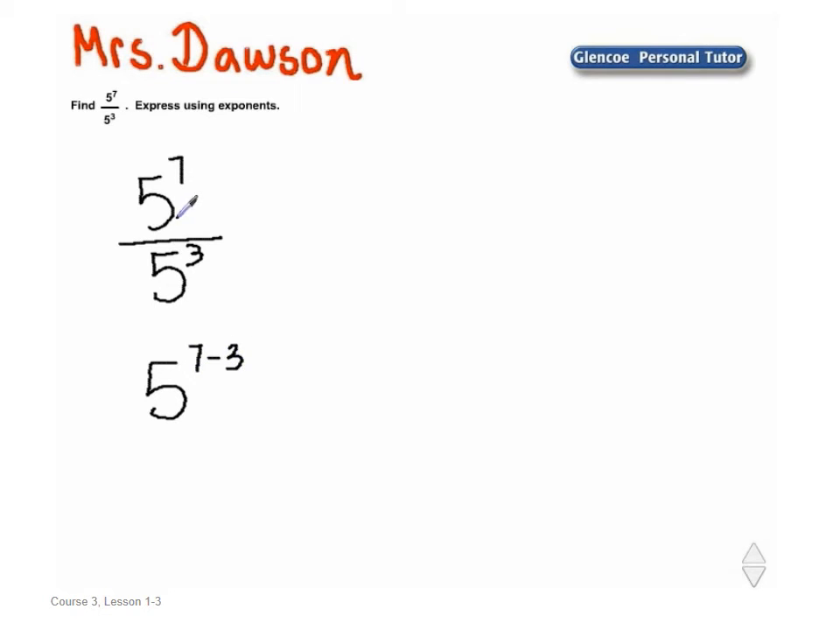So 5 to the 7th divided by 5 cubed is the same as 5 to the 7 minus 3. 7 minus 3 is 4. So we have 5 to the 4th power.